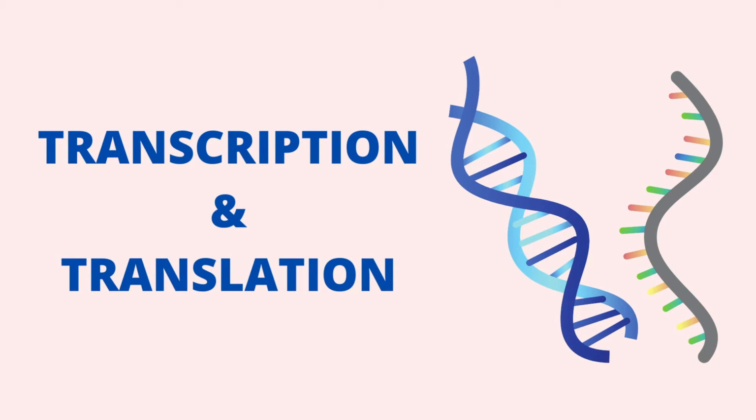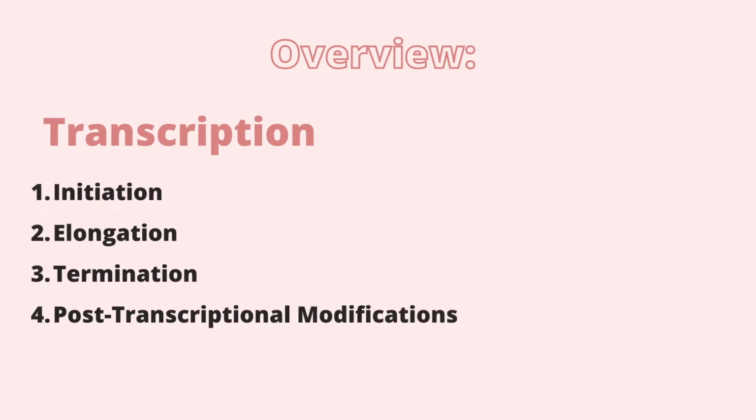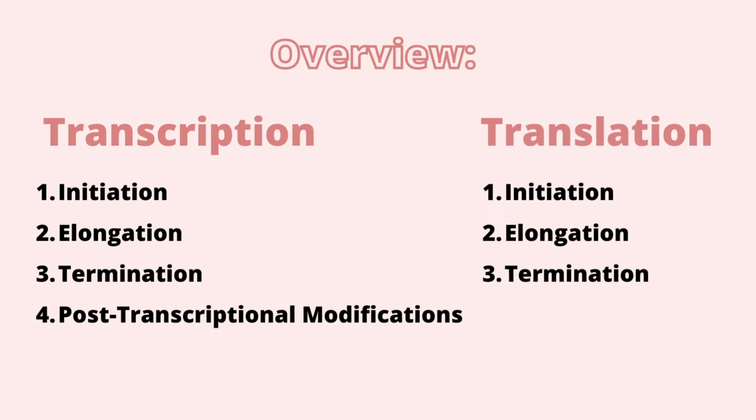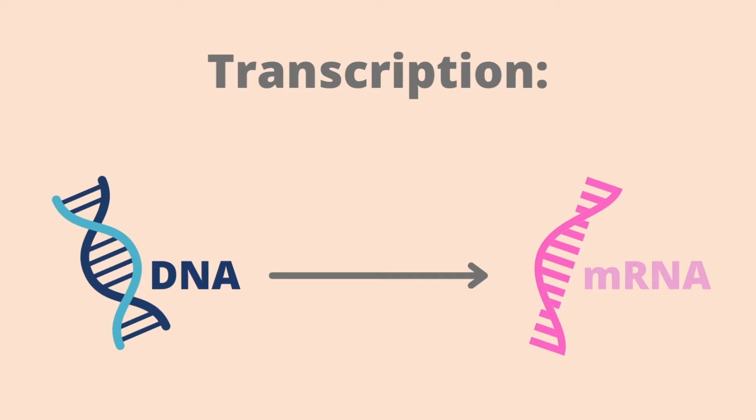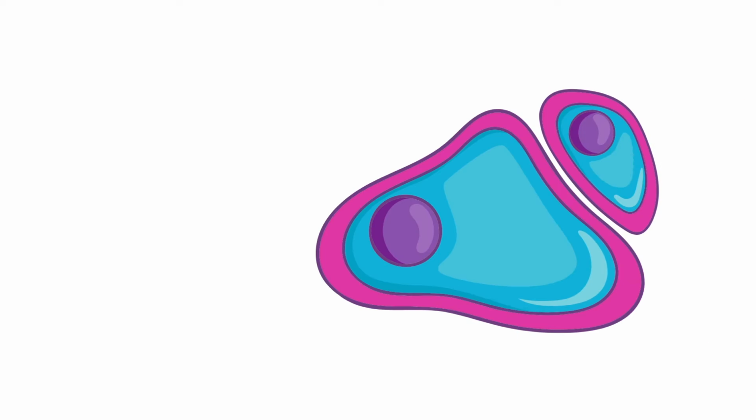Protein synthesis consists of two processes, which are transcription and translation. The first is transcription. Transcription is the process of copying DNA information into mRNA. This process occurs in the nucleus of eukaryotic cells.